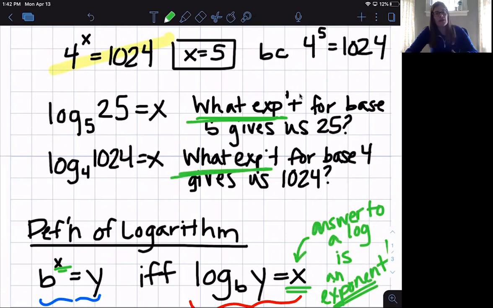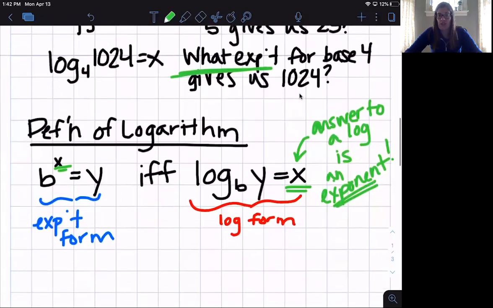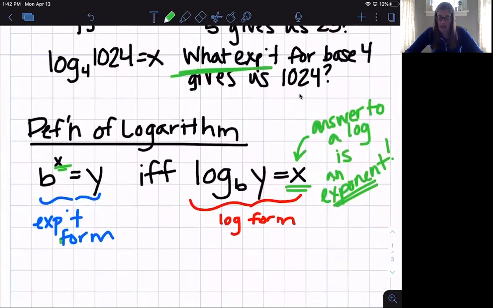So really try to understand the notation, and that makes answering all the questions about logs seem a little bit easier, or at least makes sense. So it's not like some foreign language. So the answer to the log is an exponent.